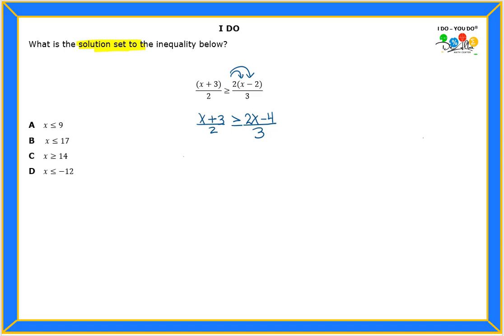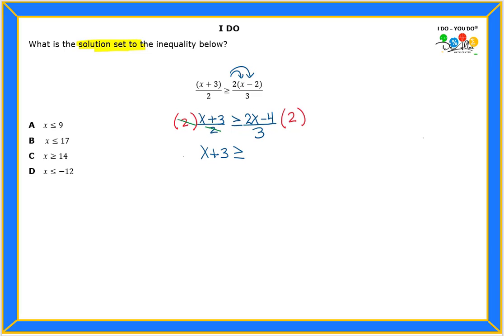Let's say I want to get rid of the denominator 2 on the first term, on the left. Therefore, I am going to need to multiply this by 2. Now, remember, whatever you do on one side, you have to do to the other side. The reason why I wanted to multiply by 2 is because then my 2's are going to cancel. My 2's cancel each other, so I will end up with x plus 3 greater than or equal to.